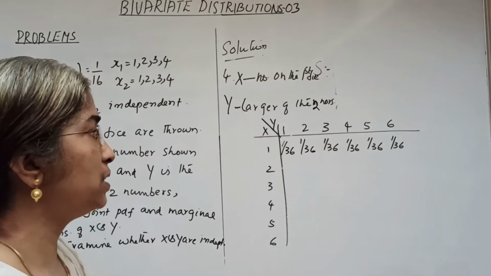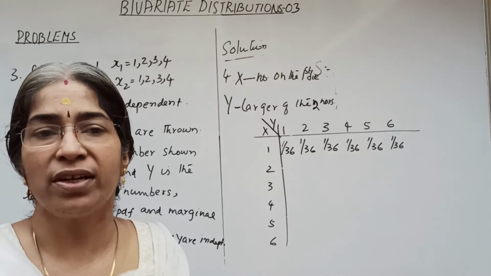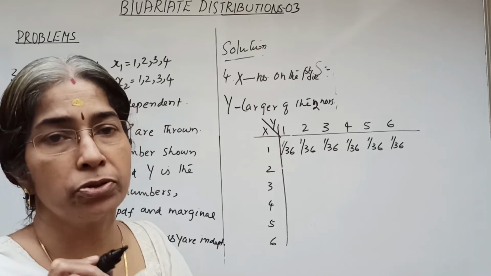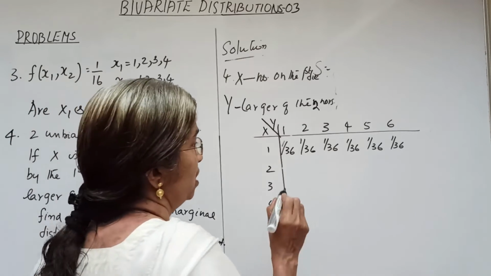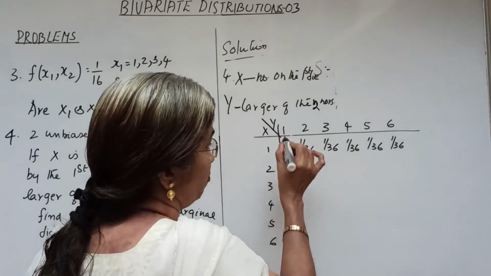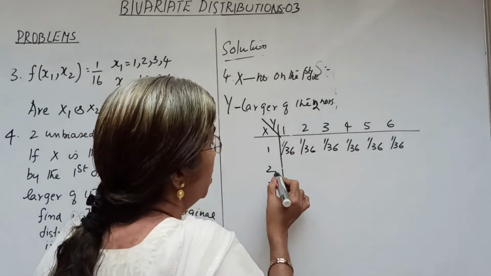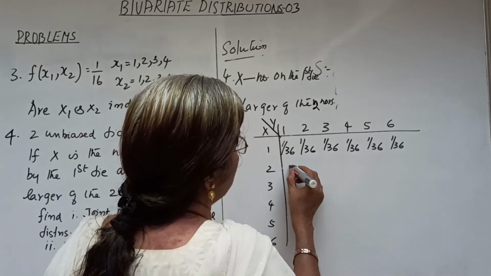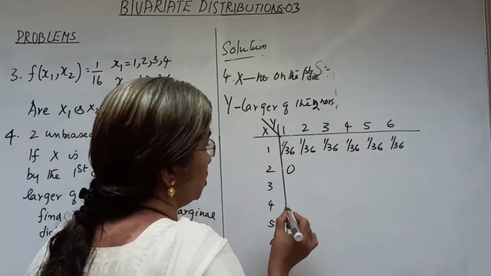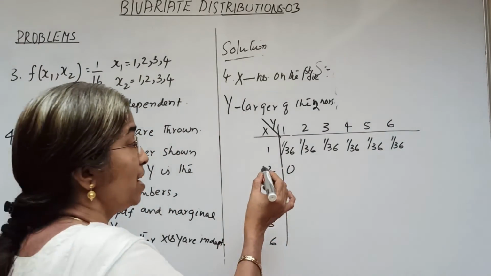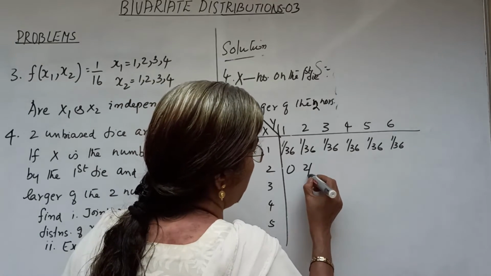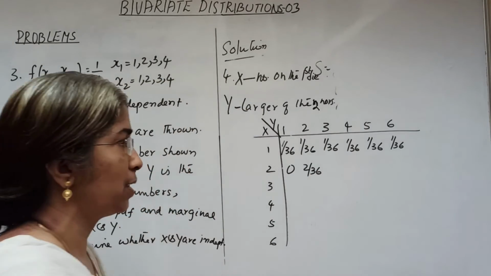And what about x = 2? We have to consider the second row of the sample space: (2, 1), (2, 2), (2, 3), (2, 4), (2, 5), (2, 6). The larger of the values being 1 doesn't exist, so the probability is 0. Larger 2 means 2 pairs, (2, 1) and (2, 2), so the probability is 2 by 36.